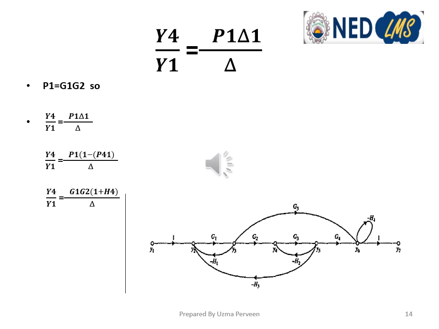So we'll set the formula of del 1 as 1 minus P41. There is no combination of two non-touching loops which are non-touching to this forward path. So we'll not write any combination of two non-touching or three non-touching loops here. Simply our formula will become Y4 upon Y1 equals P1 into 1 minus, the only loop is P41, upon del. So after putting the values, we'll get Y4 upon Y1 equals G1 G2 into 1 plus H4 divided by del.